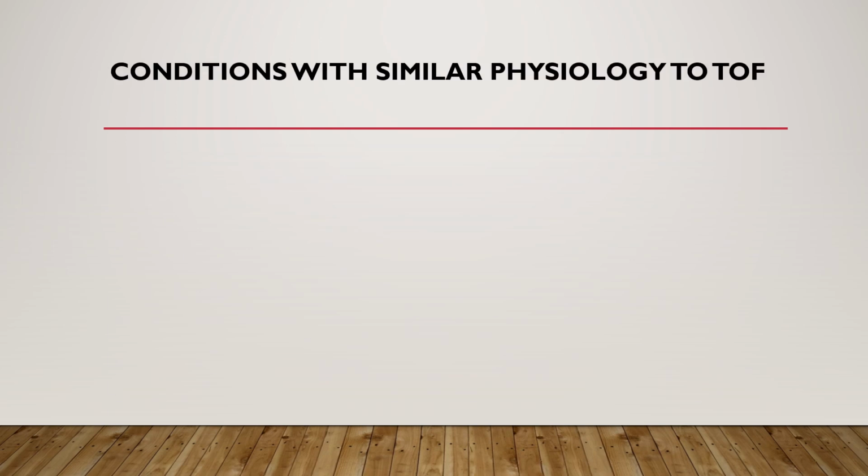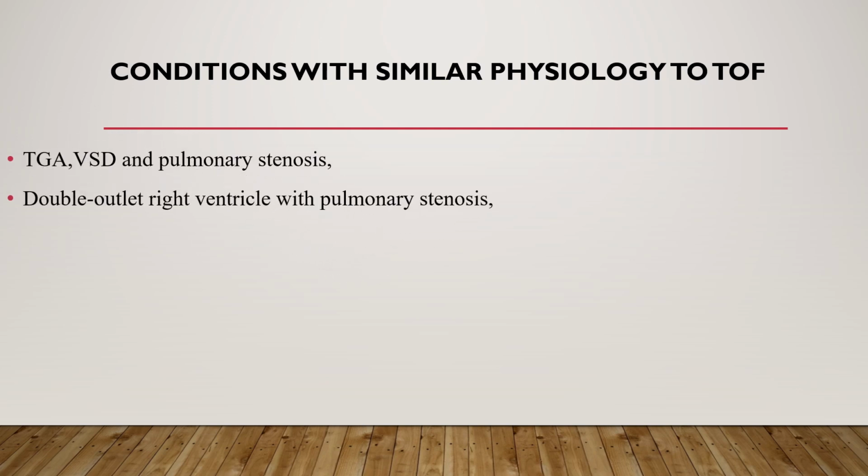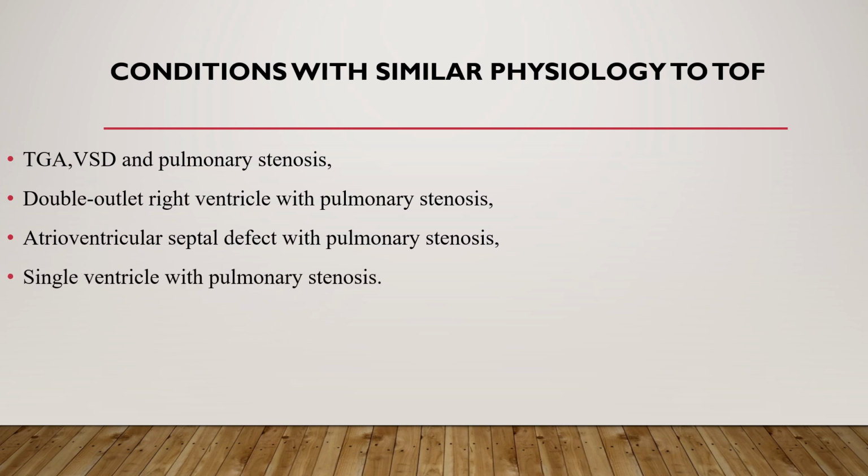Conditions with similar physiology to tetralogy of Fallot include TGA, VSD, and pulmonary stenosis, and also double outlet right ventricle with pulmonary stenosis and atrioventricular septal defect with pulmonary stenosis have similar physiology, and also sometimes single ventricle with pulmonary stenosis can have similar physiology.